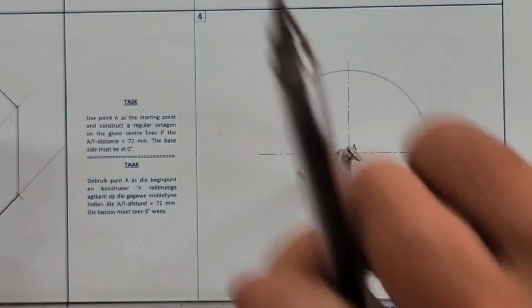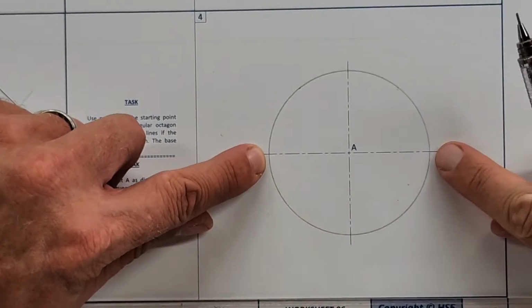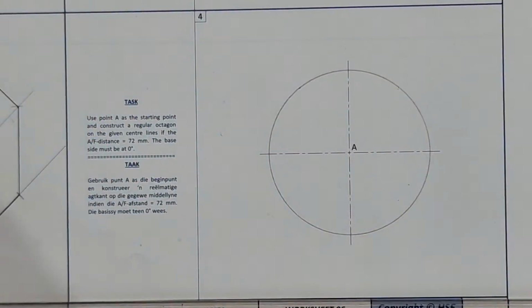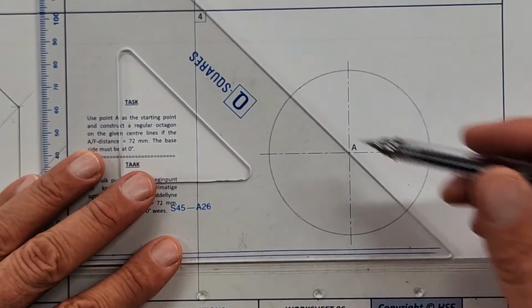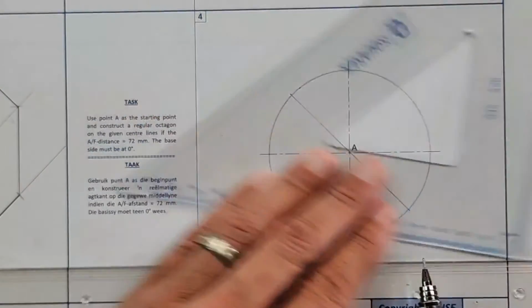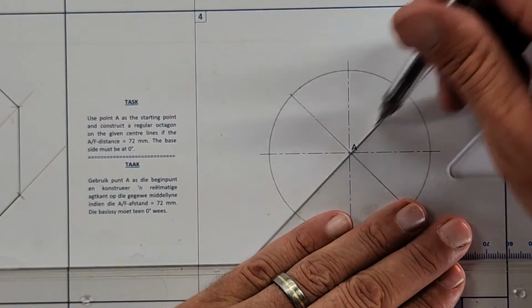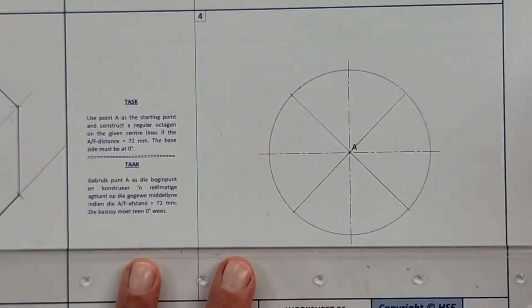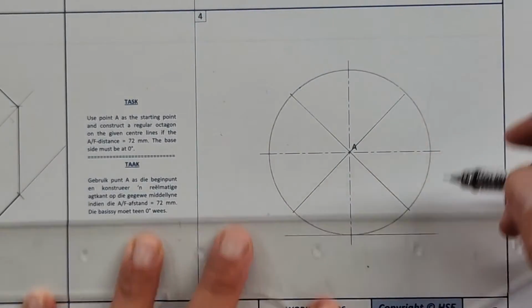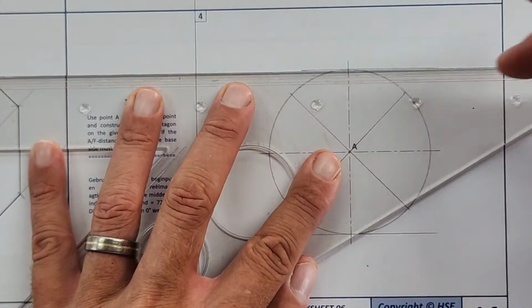Alright. Construction line, this is the 72. Radius 72. 45 degree, it's an octagon, so I go in the middle here, tip. Alright. And now I go construction line. Do you see what I'm doing on the outside? Construction line.